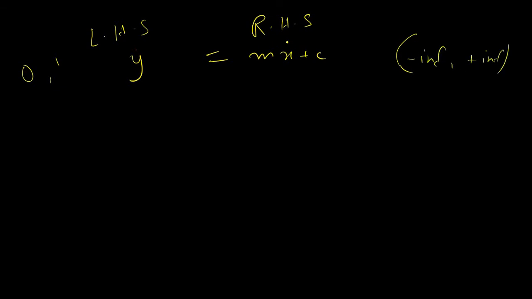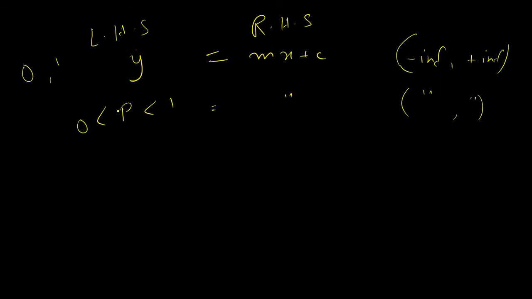Now after this, we have done one more transformation. Instead of y we will go for a probability p. The probability p will lie between 0 and 1, and the right hand side will still be mx plus c, and still this will be minus infinity to plus infinity.